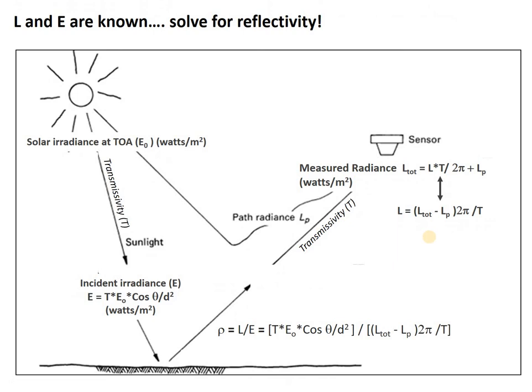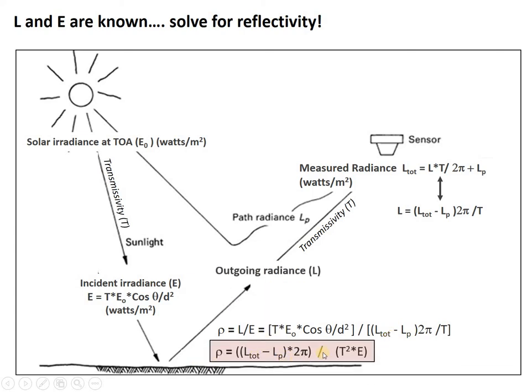So congratulations, we now know both L and E, right? And recall that reflectivity was just equal to L over E. It was the outgoing radiance divided by the incoming incident irradiance. So we can stack up both of our equations here that we developed, one over the other, and simplify that to this final equation for reflectivity.